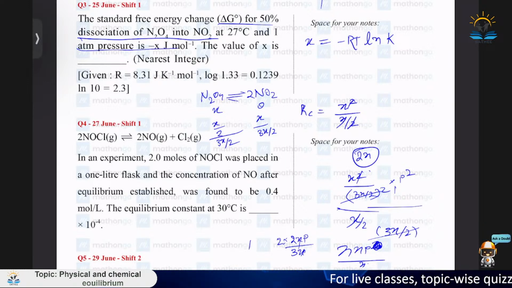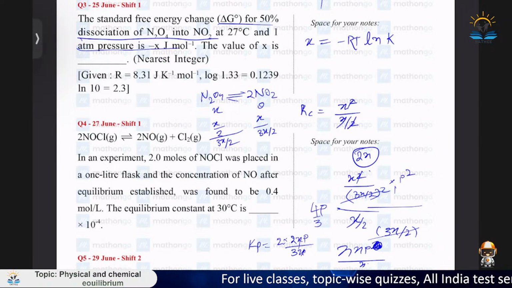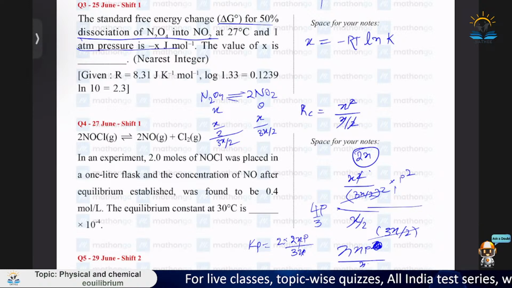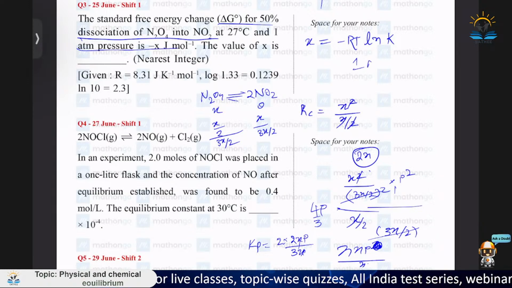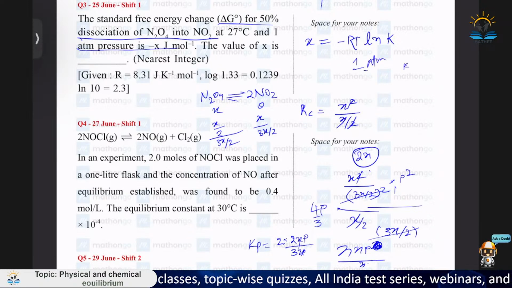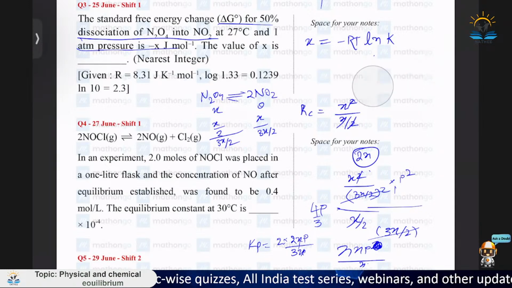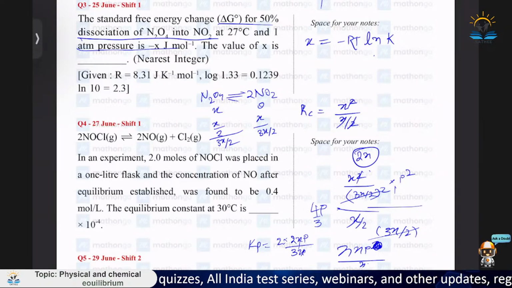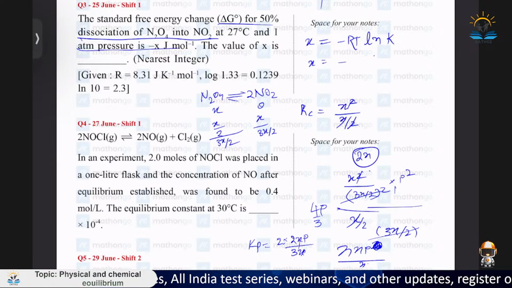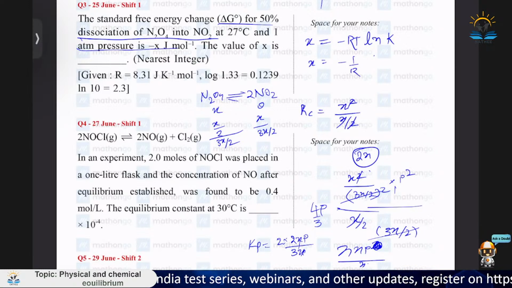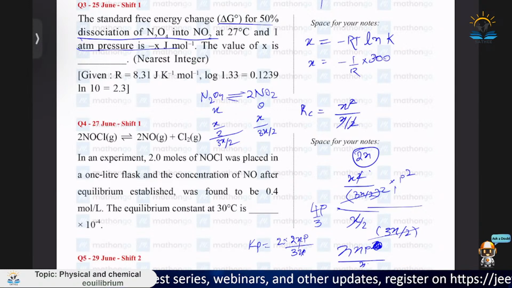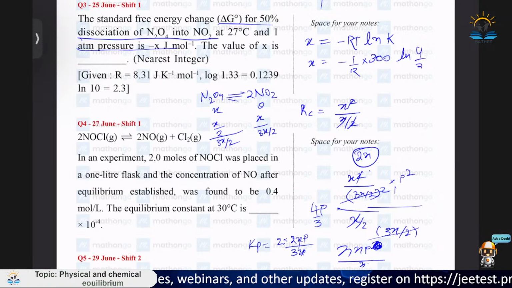So yeah, Kp is 4/3 of total pressure, and the total pressure is 1 atmosphere. So Kp is 4/3 atmospheres. So we'll put the values. R will be 1/12 for atmospheres. Temperature is 300. Ln 4/3.